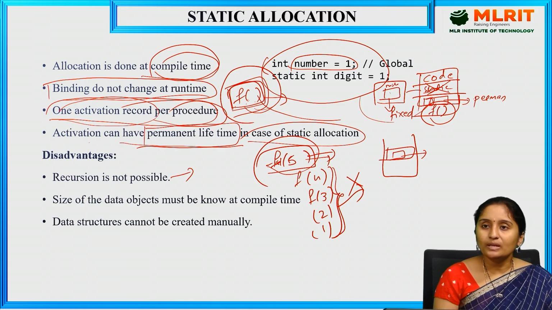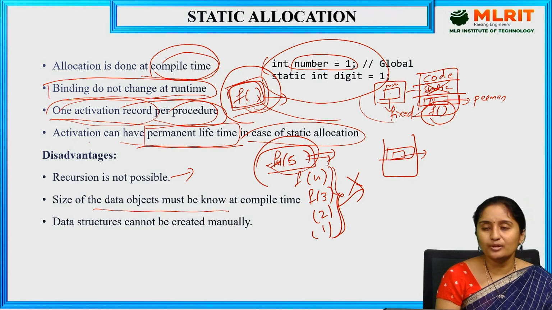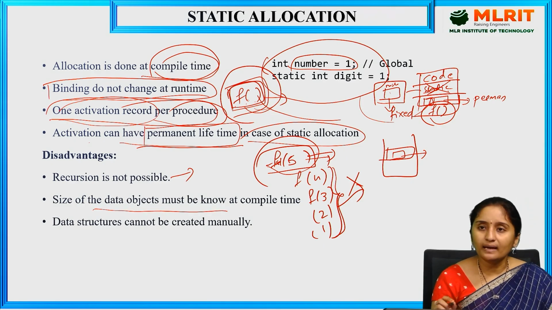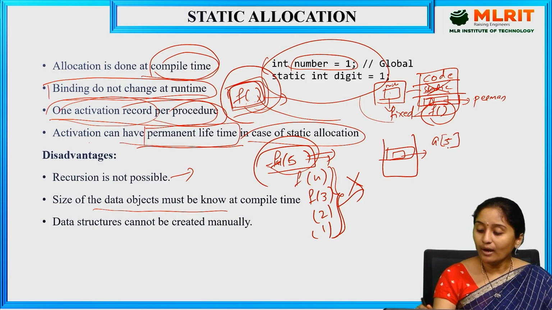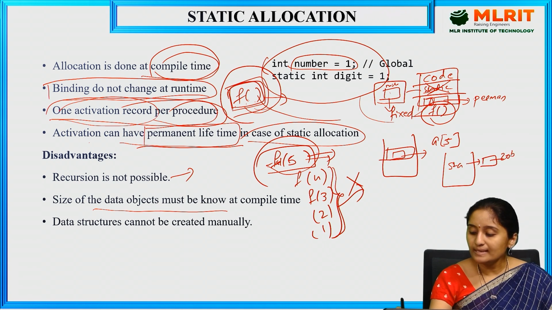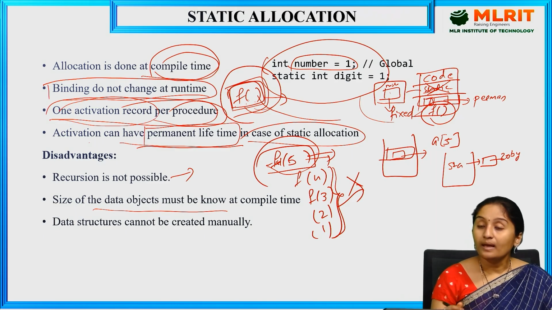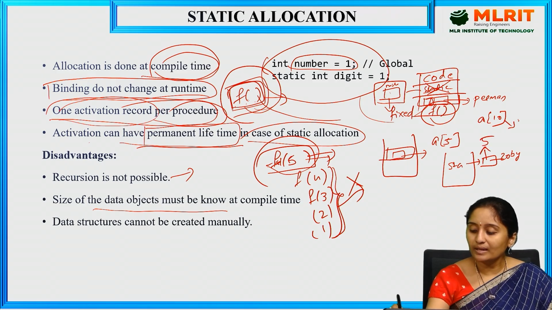Why? Because the memory is allocated only at compile time. The size of the data objects must be known at compile time. For example, let me take arrays. When I declare an array, I declare the size as a of 5. In static memory, memory will be allocated for a of 5, some 20 bytes of memory. But when I am writing the program, I want to use a of 10, that is 10 variables. The memory is not sufficient. Memory is allocated only for 5 variables, and for the remaining 5 variables there is no memory.